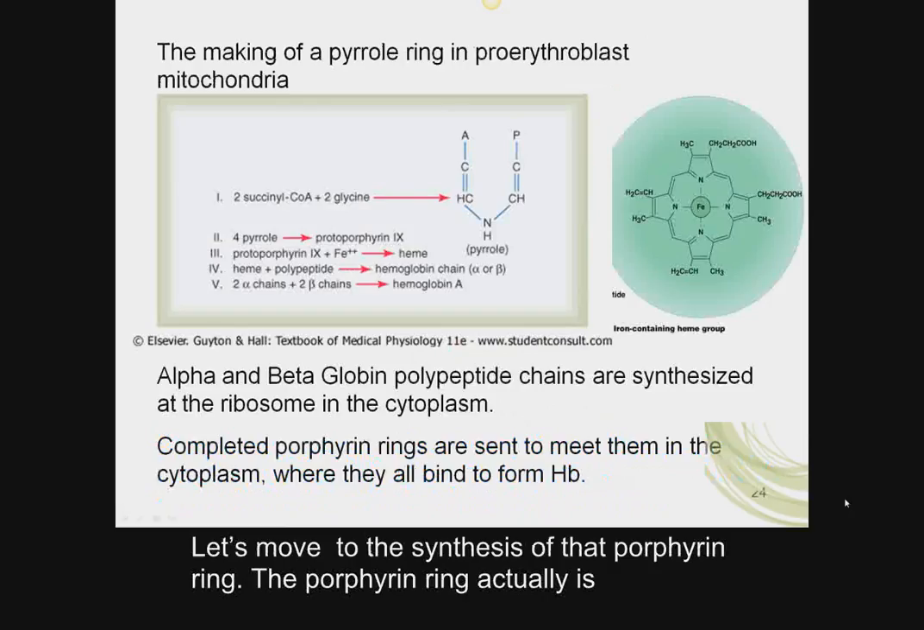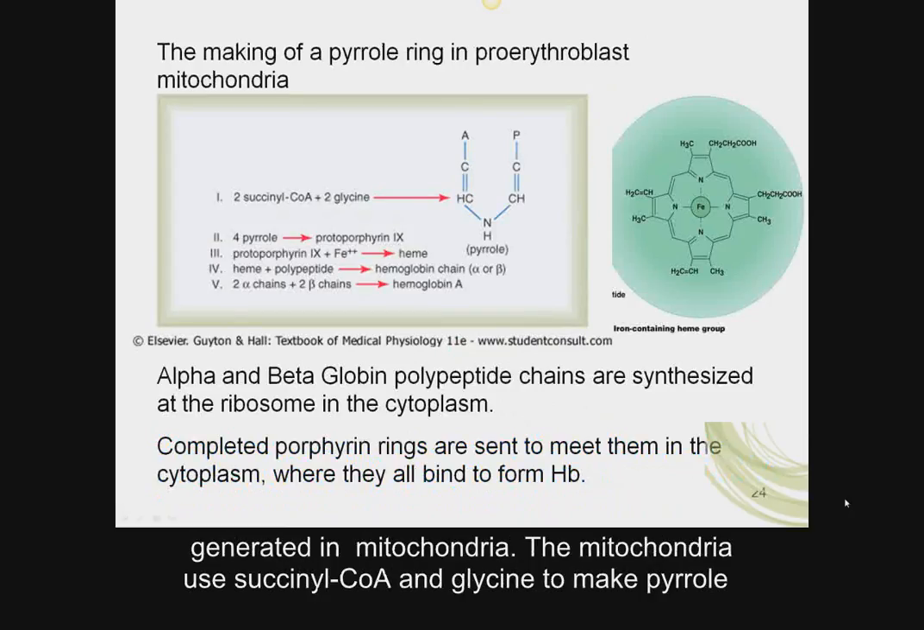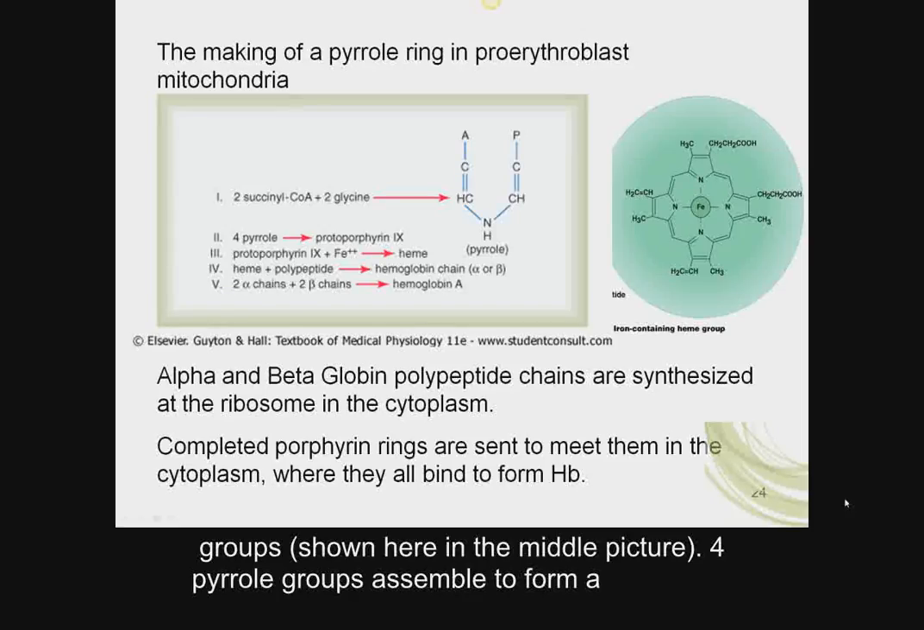Let's move to the synthesis of the porphyrin ring. The porphyrin ring actually is generated in mitochondria. The mitochondria use succinyl-CoA and glycine to make pyrrole groups, shown here in the middle picture.